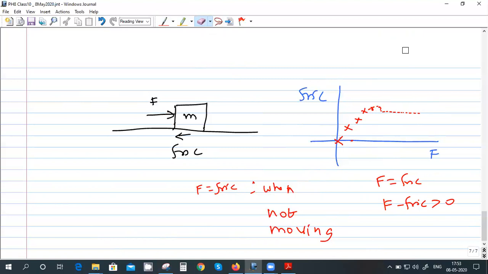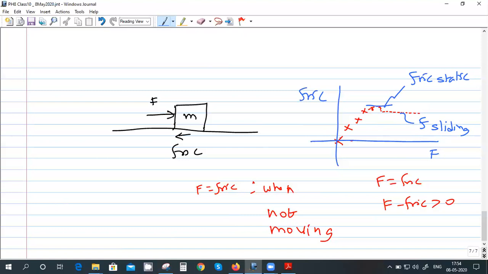Just before the motion starts, this maximum friction force is static friction, because the thing has not yet started moving. It's still at rest, static. But when it starts to move, the friction will reduce a little bit. So this is sliding friction. It started to move, that's sliding. So sliding friction is a little bit less than the static friction.